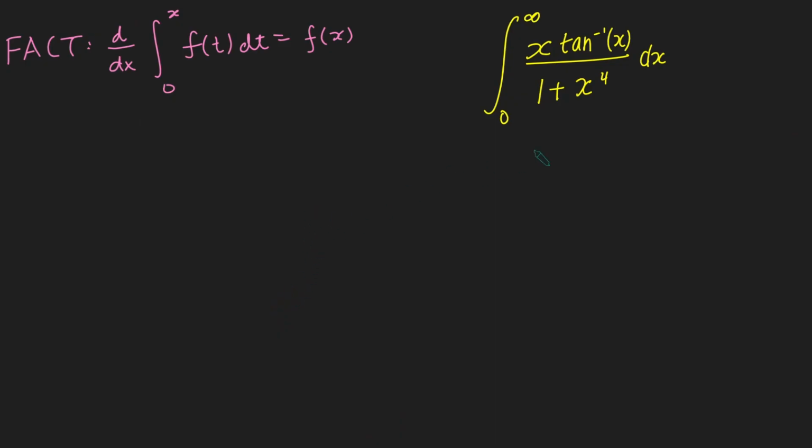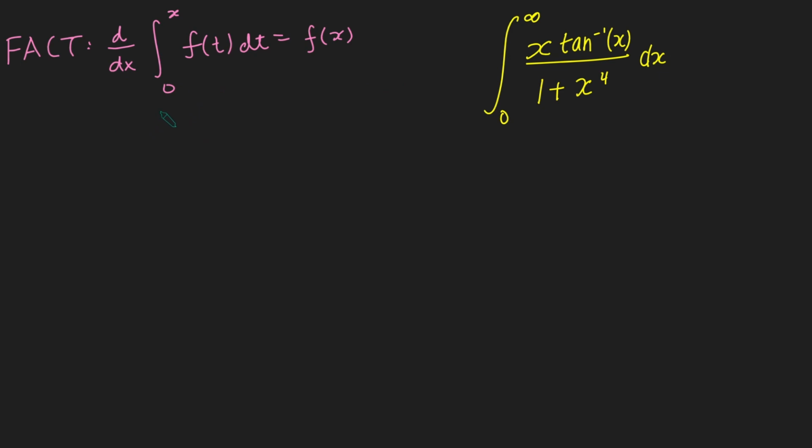Okay, so I've written up the integral that we're trying to evaluate up here, and I've also written a fact up here. And that fact is that the derivative with respect to x of the integral from 0 to x of f of t dt equals f of x. So this is a pretty standard fact, just comes from the fundamental theorem of calculus.